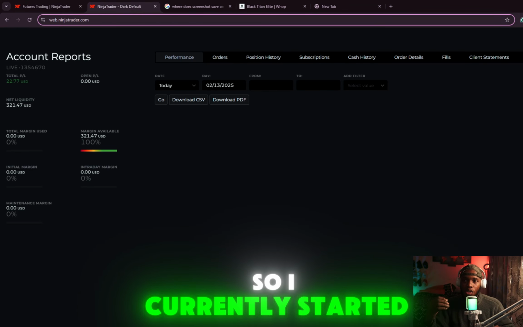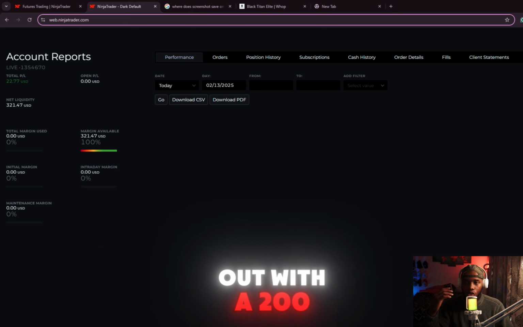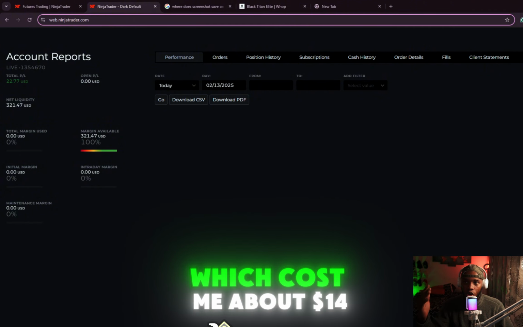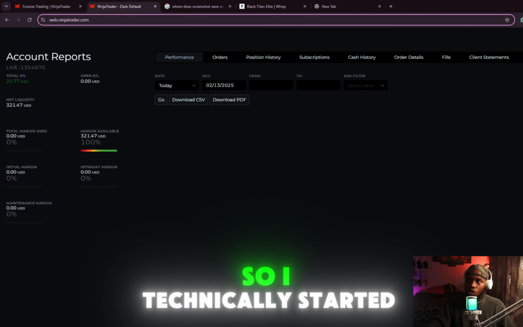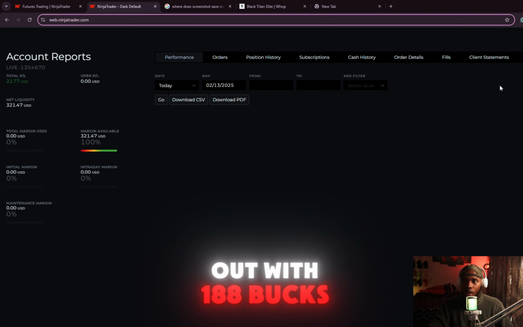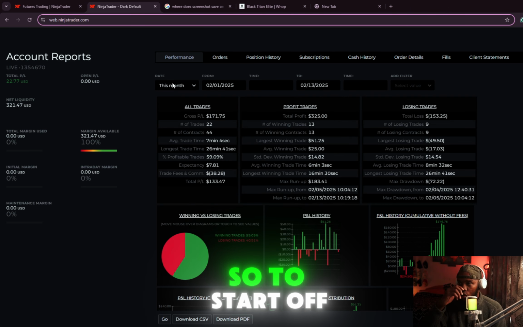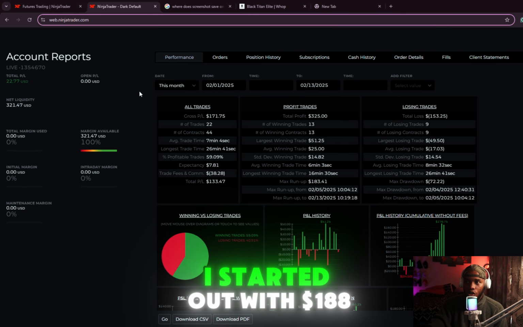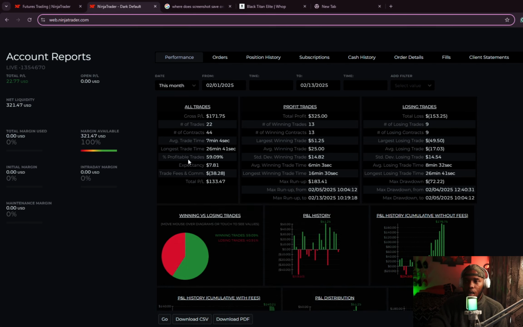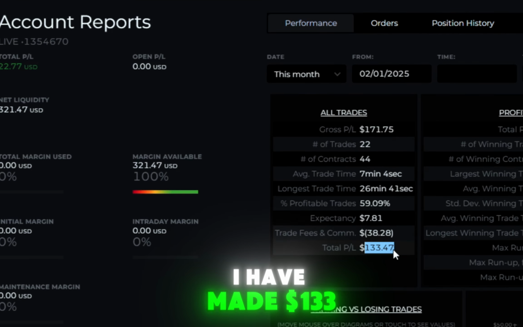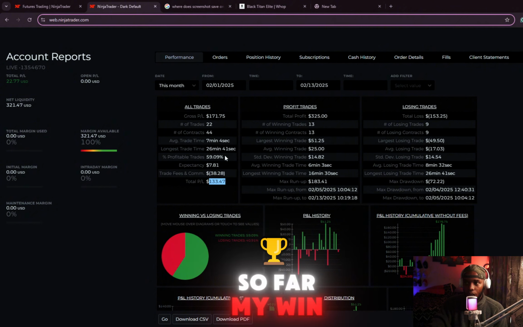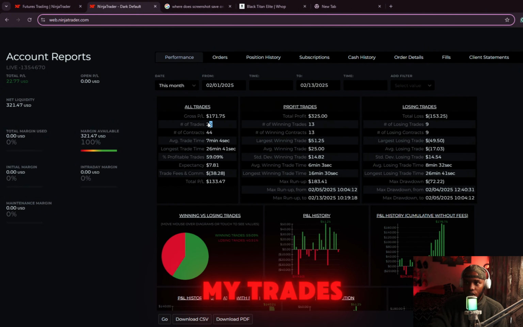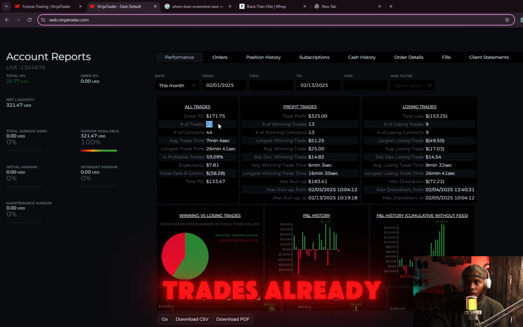So I started out with a $200 account, but I also had to pay for the real-time market data, which cost me about $14. So I technically started out with 188 bucks. To start from the beginning of this month, as you see on the left, this is a live account. I started out with $188. I have made $133 so far. My win rate is close to 60%. I'm losing about 40% of my trades. I have traded 22 trades already.